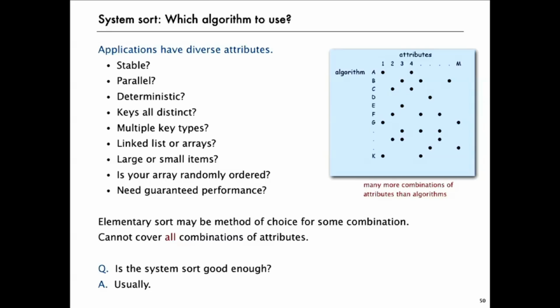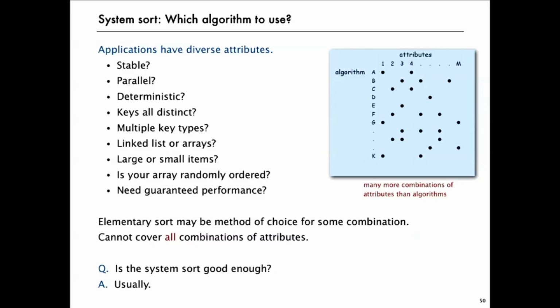Maybe the way your computer's memory is organized makes a difference. Maybe the keys are small and the items are large, or maybe the keys are really huge. Do we need guaranteed performance? Are we happy with random performance? Do we know if the array is randomly ordered? You can think of a matrix, shown on the right here, where we list out all the possible attributes, and then there are algorithms that work well for different combinations of attributes.